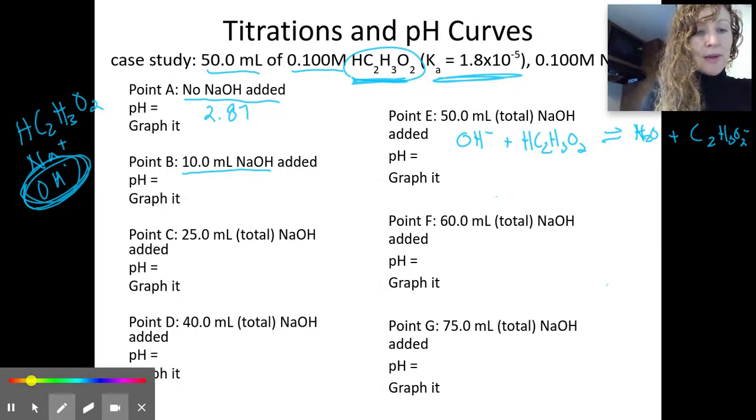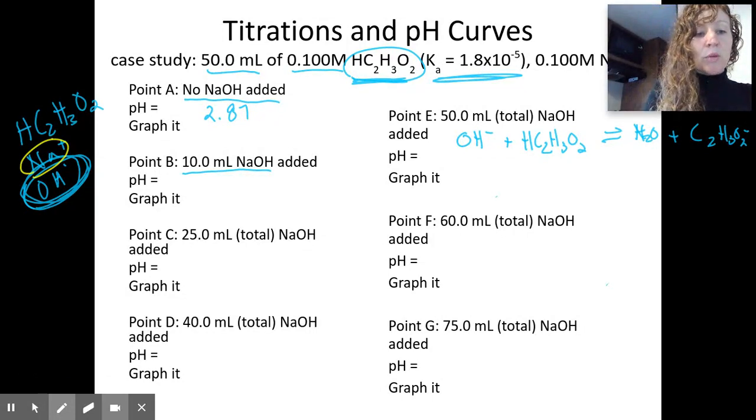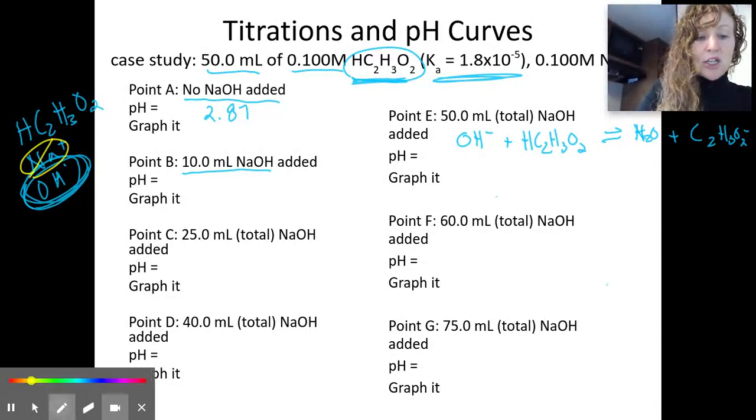Do I care about sodium? Will it affect the pH? Because remember, it's pH that I'm looking at. It's pH that I care about. Nope, it won't. Conjugates of strong things are weaker than water. So it won't affect my pH, so I can just ignore it. So now I need to think about initial amounts.